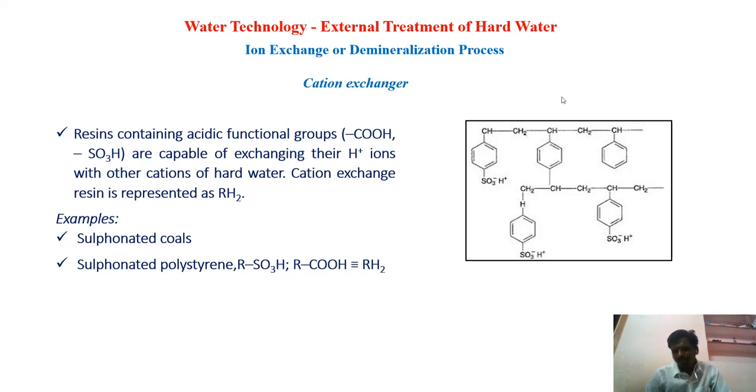Sometimes this functional group may be present as a carboxylic acid group. If it is a carboxylic acid group, then COO minus H plus. Here also the H plus can be used to replace the calcium 2 plus ions from the hard water.